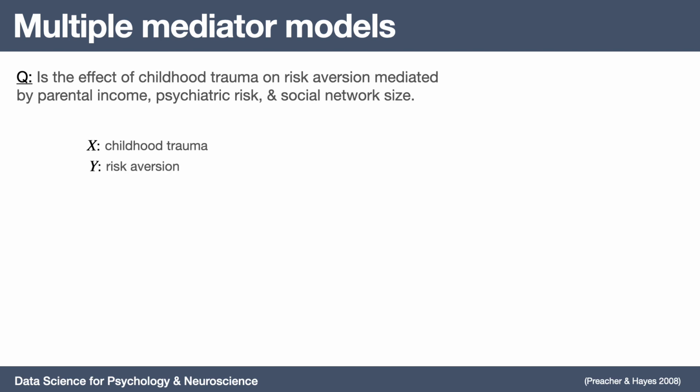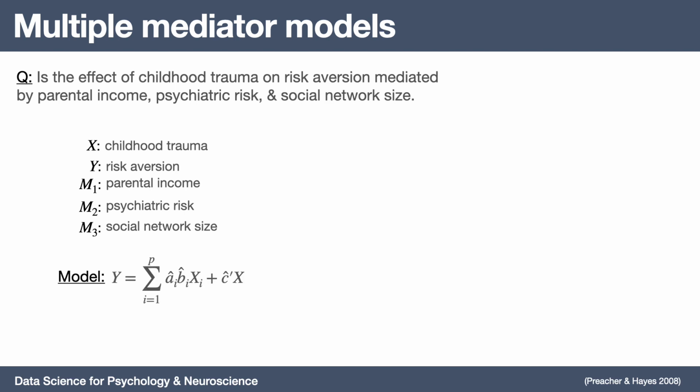Output variable is risk aversion. We have a mediator for parental income, psychiatric risk, social network size. So the full model would look something like this, where Y is the sum of all the indirect pathways plus the direct pathway.